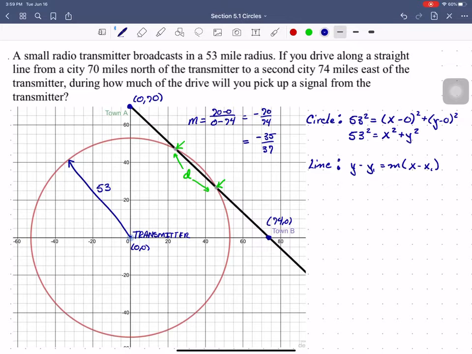So I could use the point slope form of the equation of a line, but I can also use y equals mx plus b, and that's relatively simple because my b is 70, so my line is negative 35 over 37x plus 70. The equation of my circle and the equation of my line.